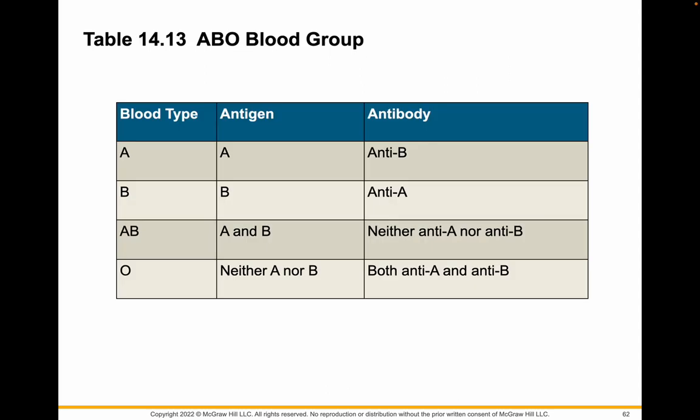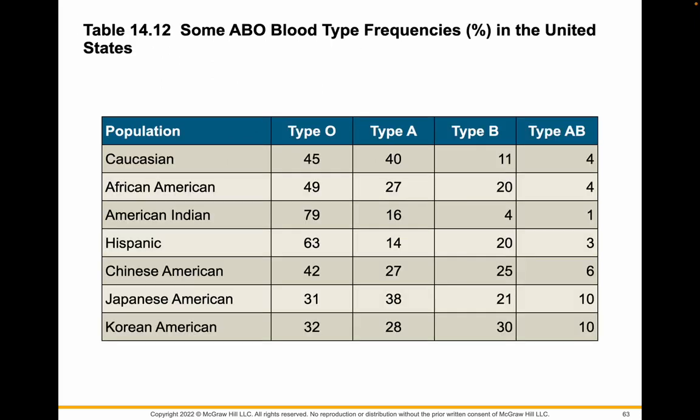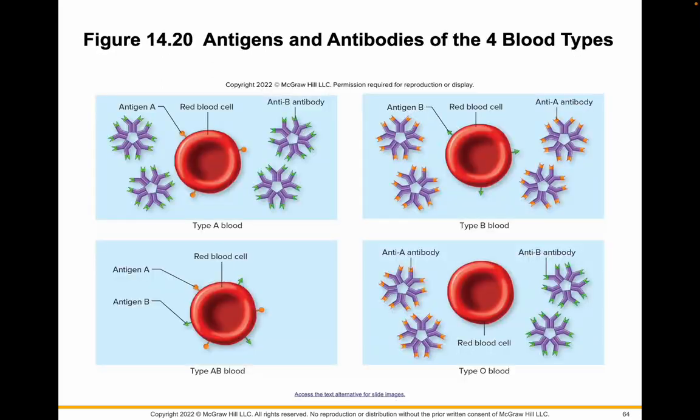Let's just go to this. I don't ever want you to memorize a table per se like this when you can understand it. So where am I? I'm AB. So I have both A and B little proteins that poke off. So I don't make any antibodies to fight A because I am A. I also don't make any antibodies to fight B because I am B. So that's why I can receive A blood, B blood, AB blood, O blood. I'm called the universal recipient.